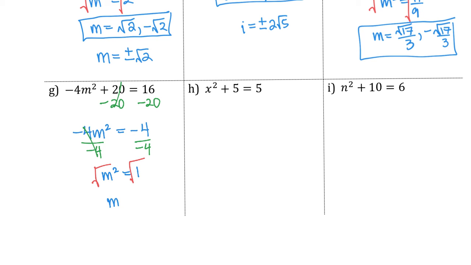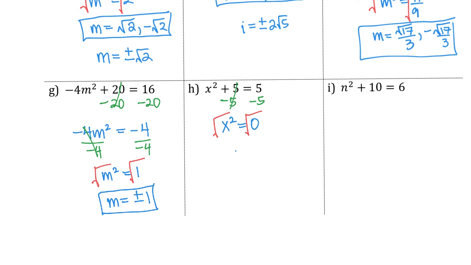Okay, what is the square root of 1? The square root of 1 is 1 or negative 1. So I could write positive negative 1, or you could write 1 comma negative 1 to include both answers. Okay, let's look at H. See, x squared plus 5 equals 5, so I'll minus the 5 over. Okay, so I isolated the x squared, so I can go ahead and go to the square rooting step.